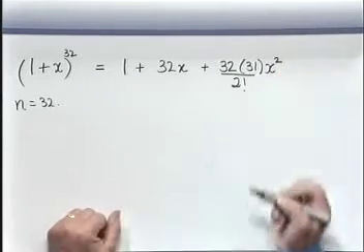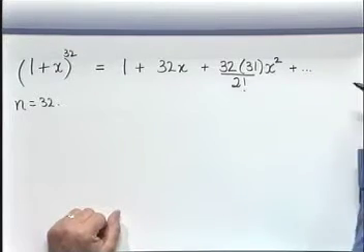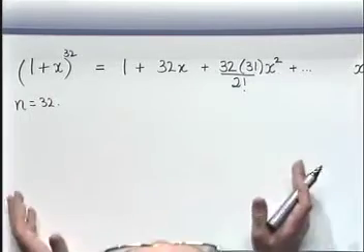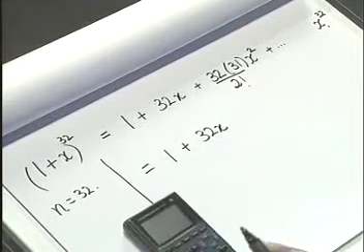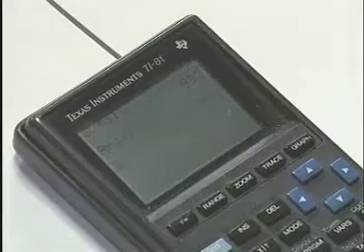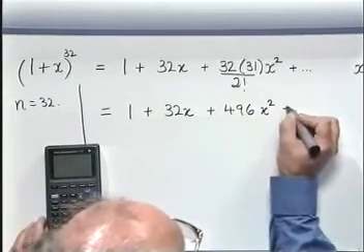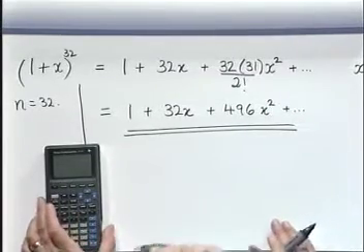x squared. And we know that this series will go on and on until we reach the last term, being x to the power 32. But I only want to look at the first 3 terms here in this problem. So the first 3 terms are just going to be 1 plus 32x, and we want to simplify this. We've got 32 multiplied by 31 and then divided by 2, which is 496. And I just put some dots there to show that this series goes on a lot further than the terms that I've just written down there.